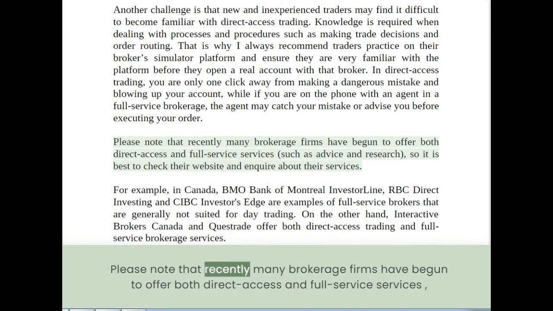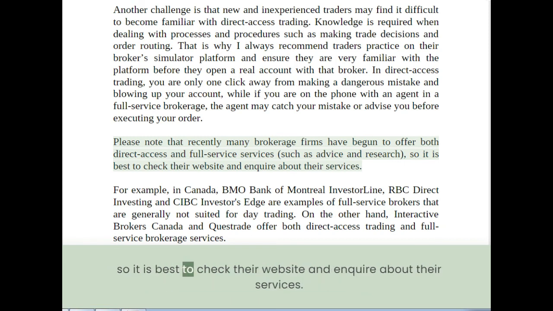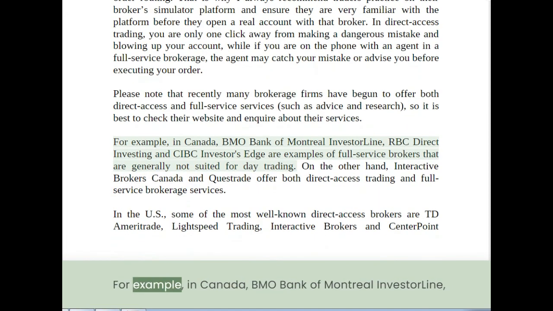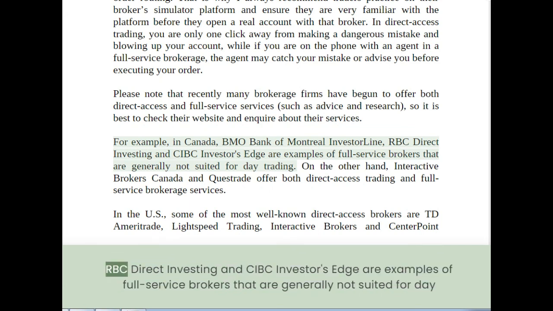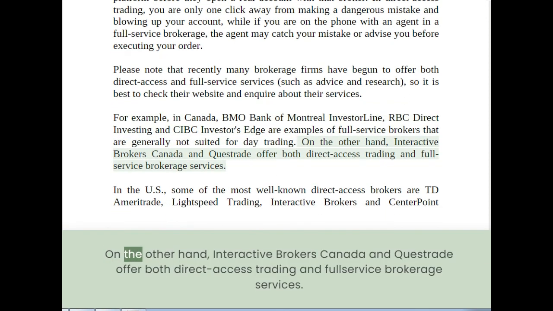Please note that recently many brokerage firms have begun to offer both direct access and full-service services, so it is best to check their website and inquire about their services. For example, in Canada, BMO Bank of Montreal Investorline, RBC Direct Investing and SIPC Investors Edge are examples of full-service brokers that are generally not suited for day trading. On the other hand, Interactive Brokers Canada and Questrade offer both direct access trading and full-service brokerage services.